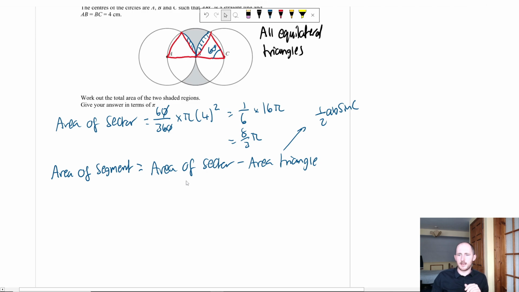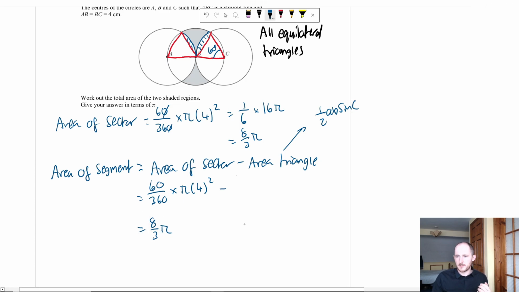So, area of a sector, again, angle is still 60 degrees, so it's 60 over 360 times pi, and the radius is 4, so times pi times 4 squared, which again is just going to equal 8 over 3 pi, right? So that's for that part. Okay, put that on the next line down.